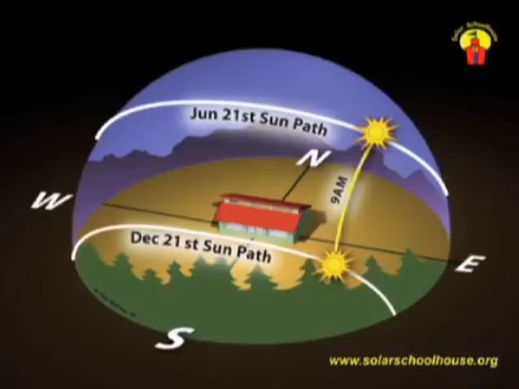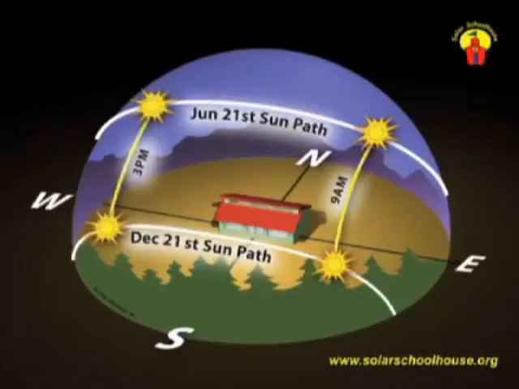during the rest of the year. As the sun's path moves up and down through the seasons, the position of the sun at 9 a.m. will always be somewhere on this line. Likewise, we can draw a line for the sun's position at 3 p.m. Throughout the year, the position of the sun at 3 p.m. will always be somewhere on this line.